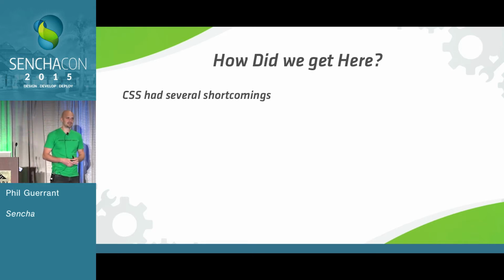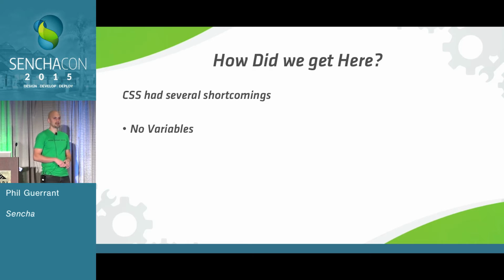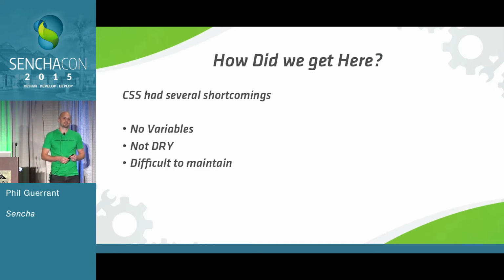in the beginning there was CSS, and it had many shortcomings, not the least of which was the lack of variables. So if you wanted to create an API around your CSS, you had no way to do so, and you had to just recreate everything from scratch. As a result, it was not DRY. You had to repeat yourself. You couldn't follow the don't repeat yourself rule. Everything you did in CSS had to be repeated over and over again, and so therefore it was very difficult to maintain. There was no way to achieve code reuse.